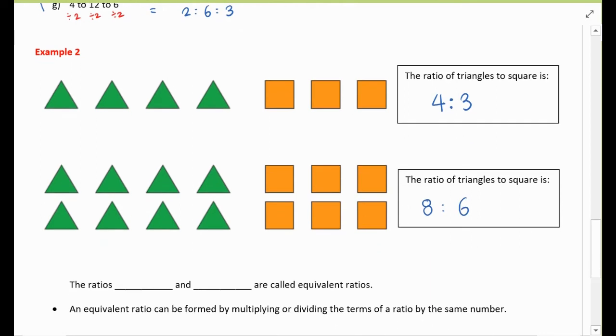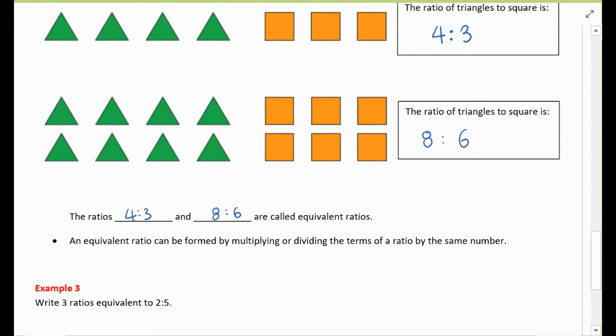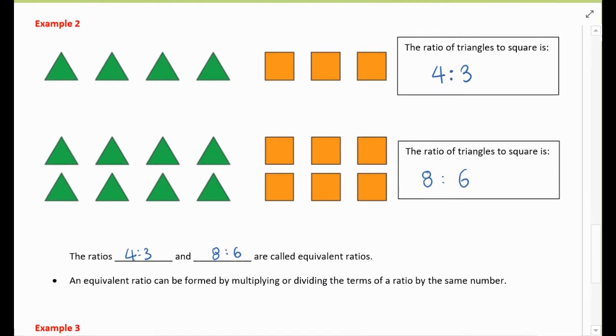If you simplify it, this one and this one should be the same ratio. So 4 to 3 and 8 to 6 are called equivalent ratios. An equivalent ratio can be formed by multiplying or dividing the terms of a ratio by the same number. So you can simply multiply by 2 to make 8 to 6, or you can divide 8 to 6 by 2 to make 4 to 3. So they're equivalent.